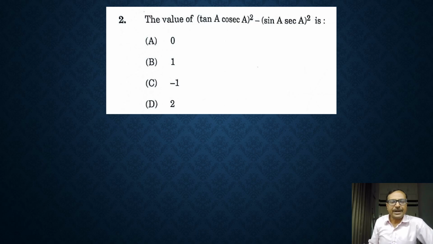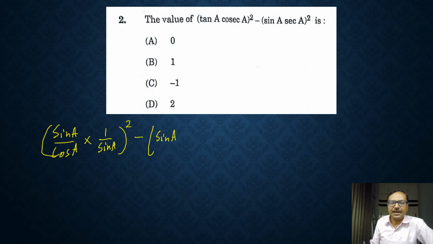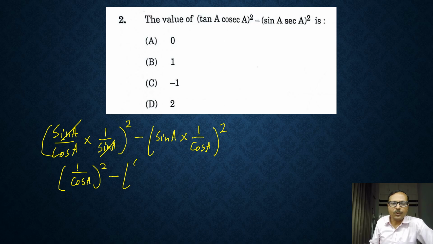So a question of trigonometry there. If you convert that into sine and cos, tan A is sine A over cos A, and cosec A is 1 over sine A. So we have a square there, minus, then we have a sine A, and secant A is 1 over cos A, and then followed by a square. So you can see the sine is getting cancelled here, thereby giving you 1 over cos A in the first bracket and sine A over cos A in the second bracket.